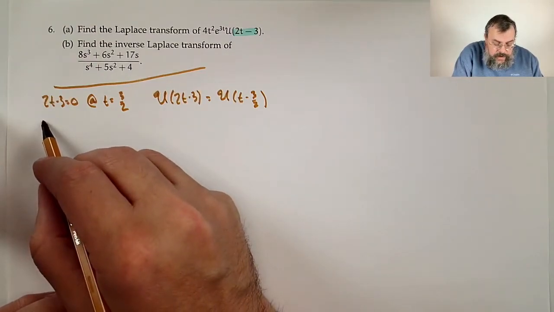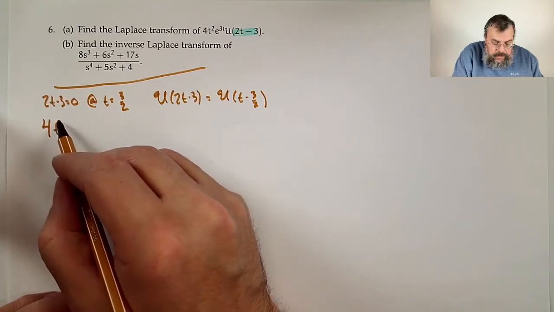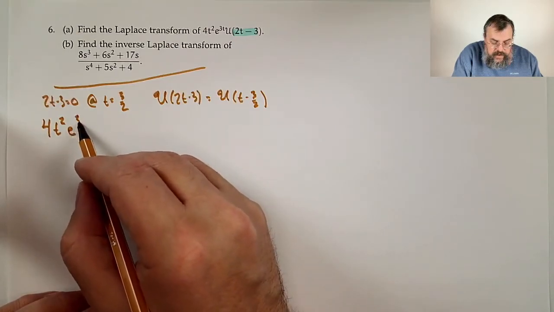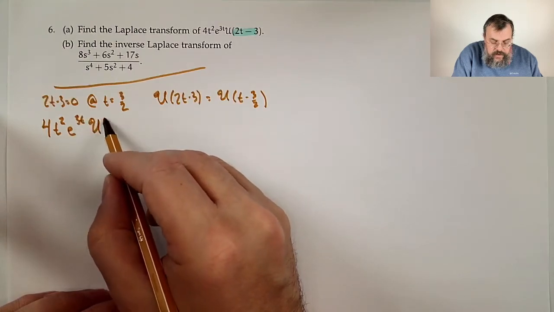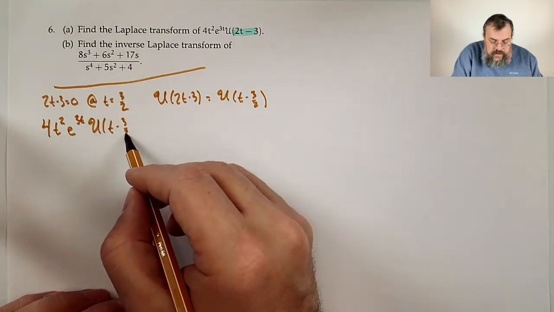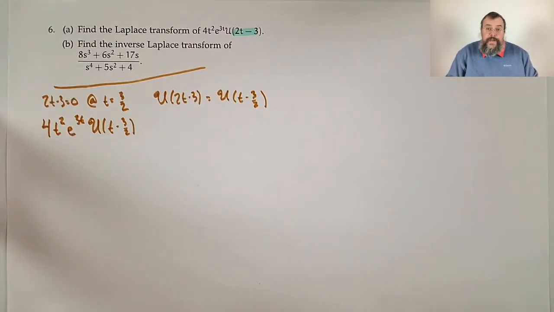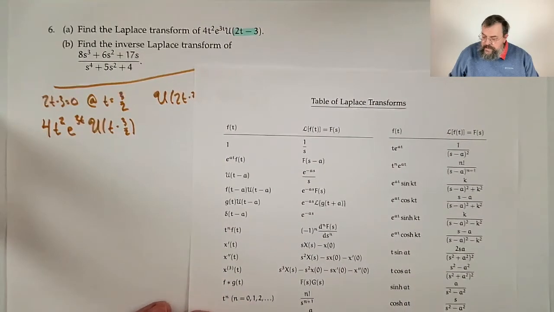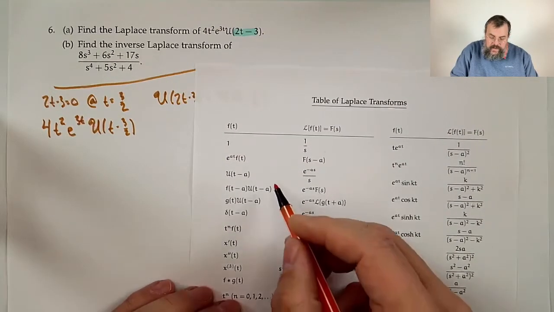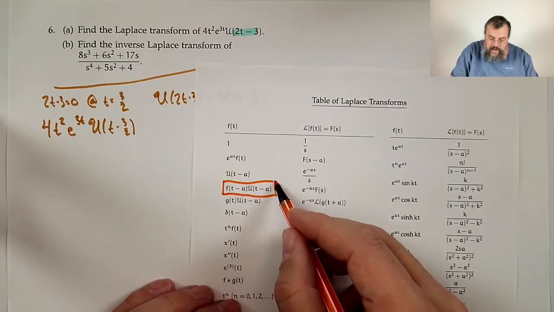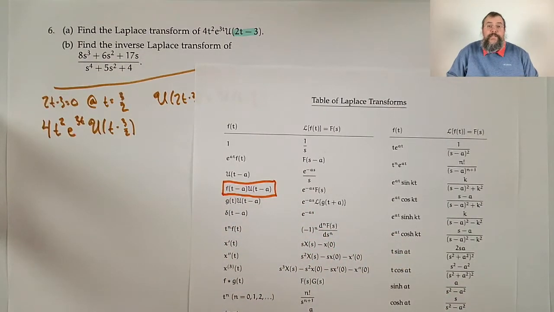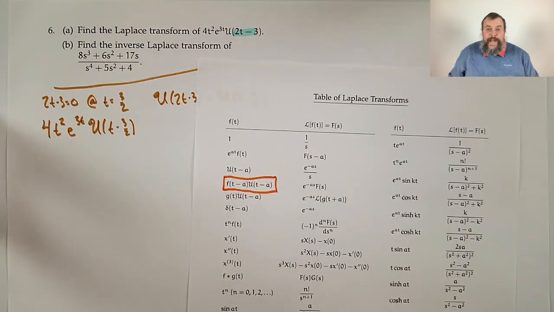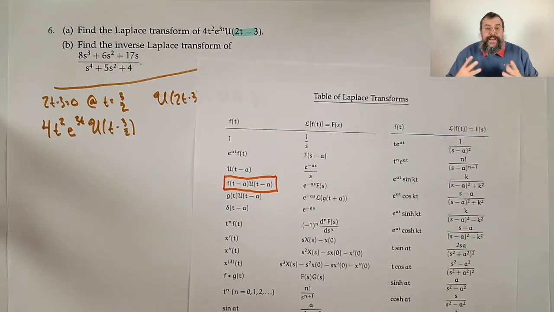So our real problem is how do we rewrite 4t squared e to the 3t u of t minus 3/2. Now for this, whenever we see a u involved, we go back to our table. And we say, aha, there's one key part of the table: f of t minus a times u of t minus a. That's where we're going to be cueing. That's the place that guides us.